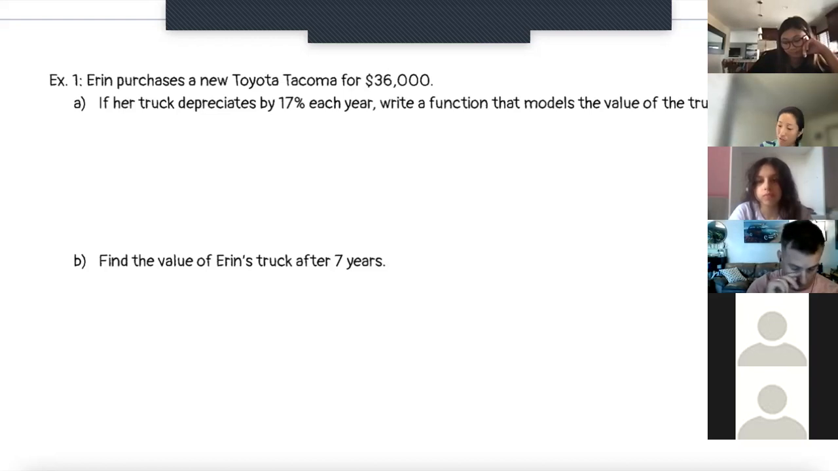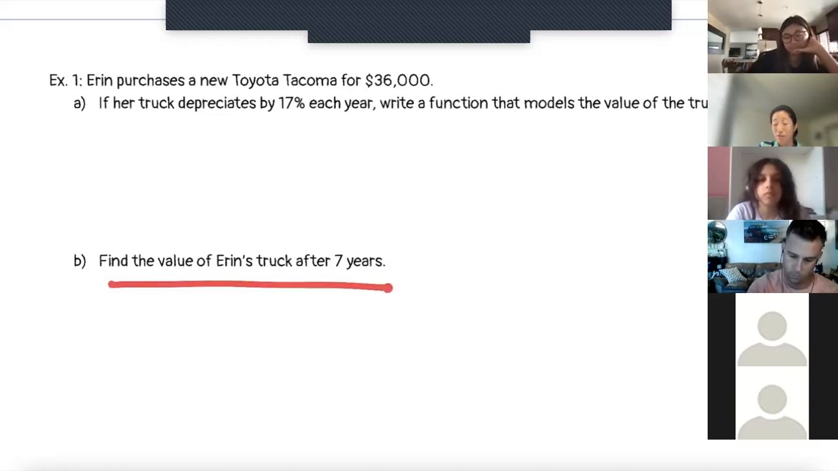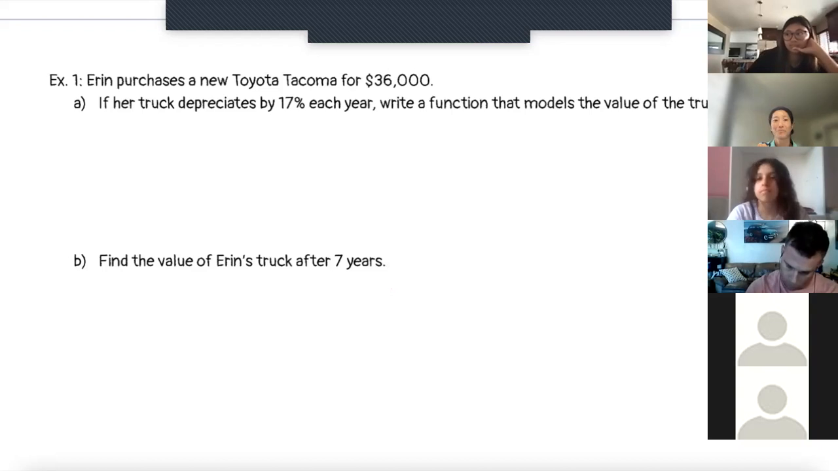And so our question is ultimately to find the value of Erin's truck after 7 years, right? If you're going to have a car, some of us like to get new cars all the time and are able to financially do that. And some of us get that car and we're just going to drive it into the ground because that is where we see our money really helping us out.